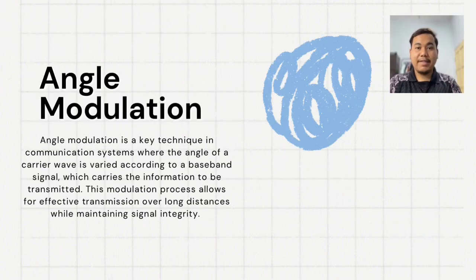Today, I will be discussing an essential concept in communication systems, angle modulation. This technique is crucial for transmitting information effectively over long distance while maintaining signal integrity.